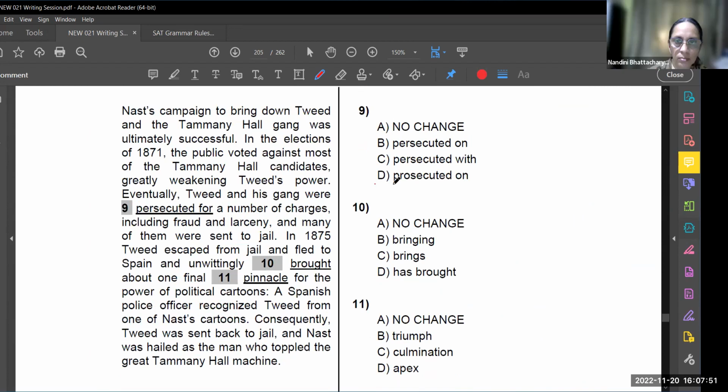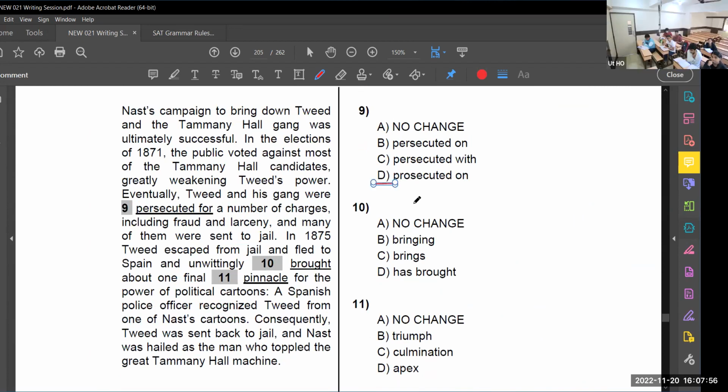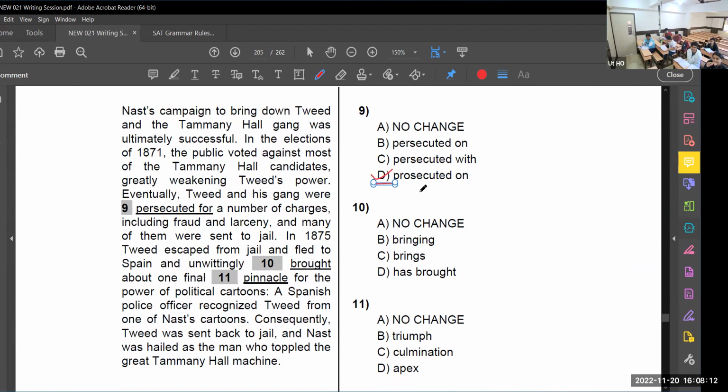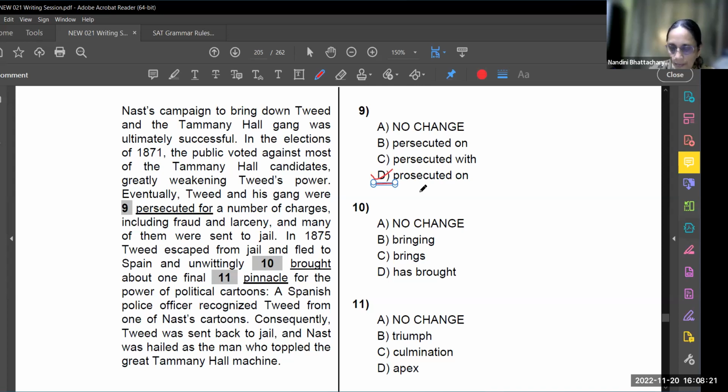D? Yes. Anybody has a different answer? No. Everyone with D? Yes, ma'am. What is the difference between persecuted and prosecuted? You took "prosecuted" instead of "persecuted," and it's "persecuted for" and "prosecuted on." So what is the difference?